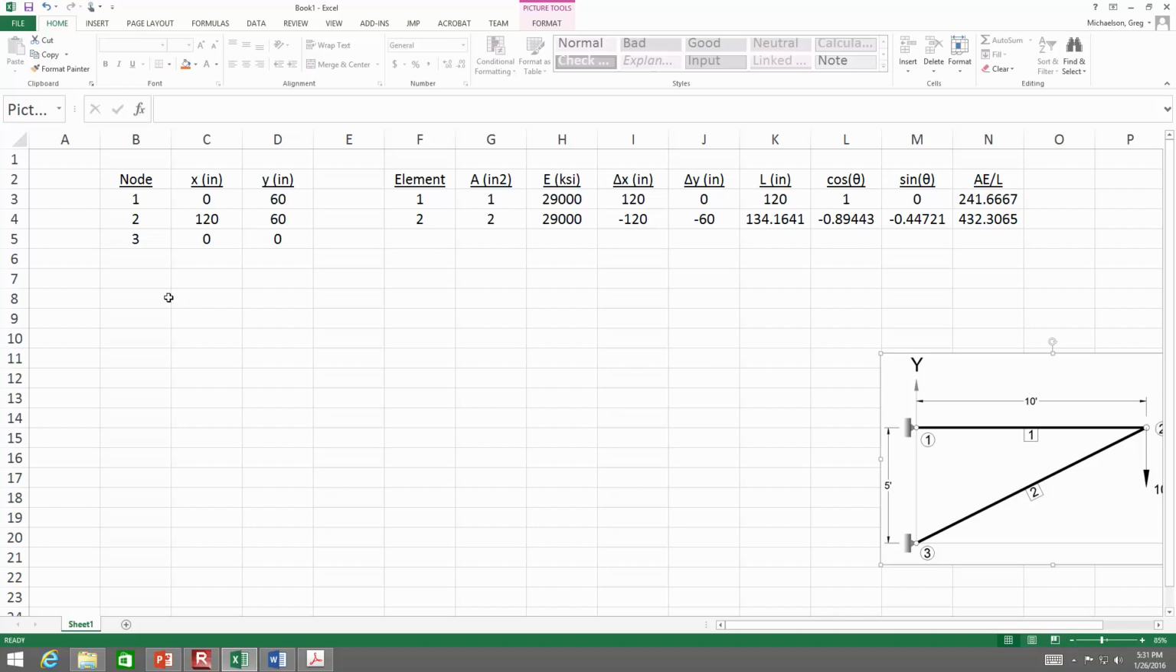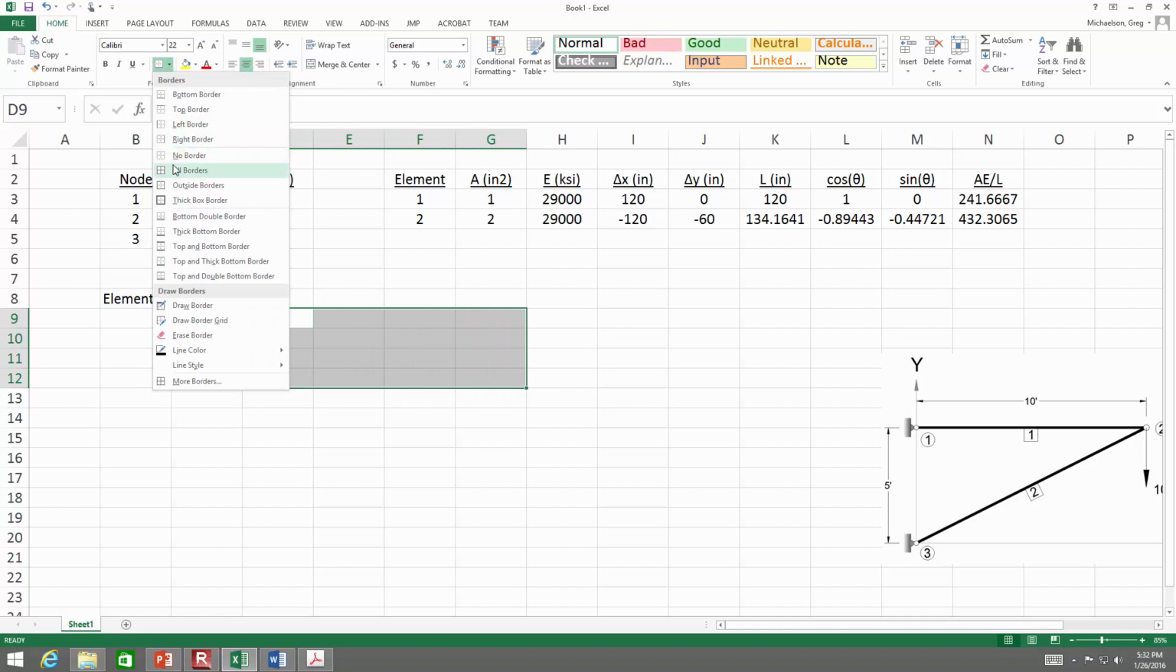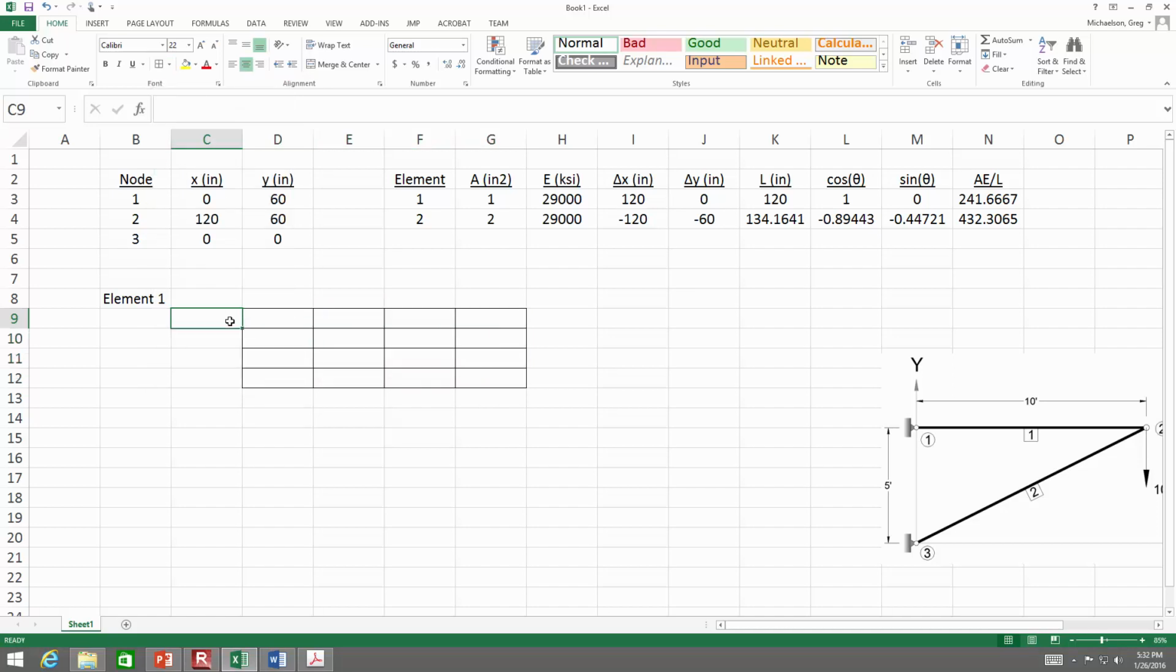So I'm going to work with element number 1 right now. Let me ask you this. How big is the stiffness matrix for this member going to be? 4 by 4. Okay, so here's what I'm going to do. I'm going to say 1, 2, 3, 4, 1, 2, 3, 4. I'm going to box that up. And we'll say this is K1. But watch this. K1 prime, okay? There is an important distinction behind that.